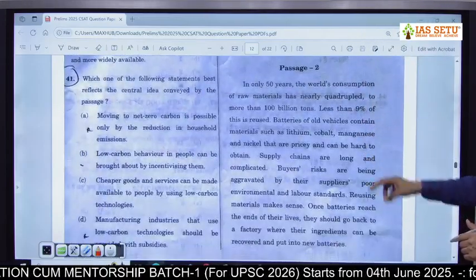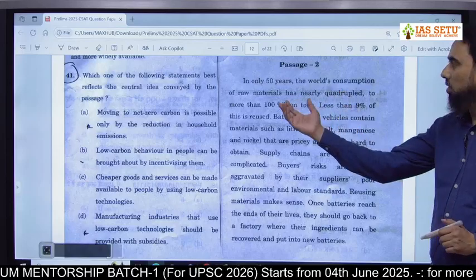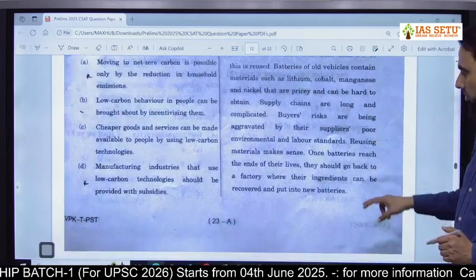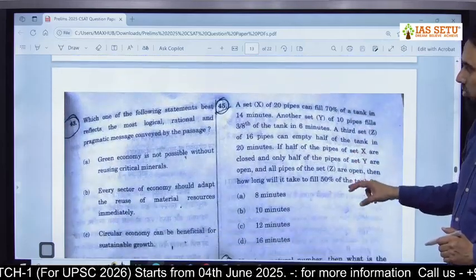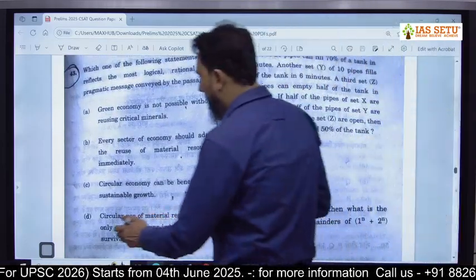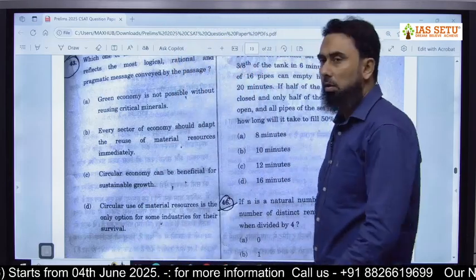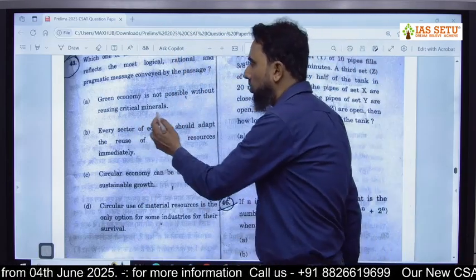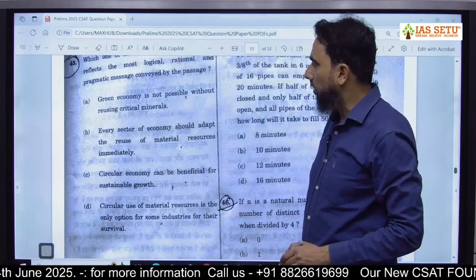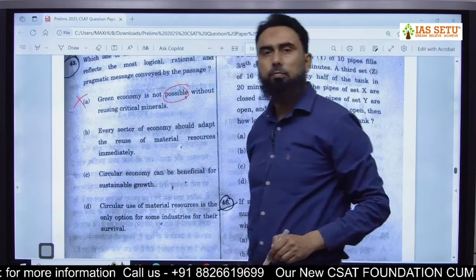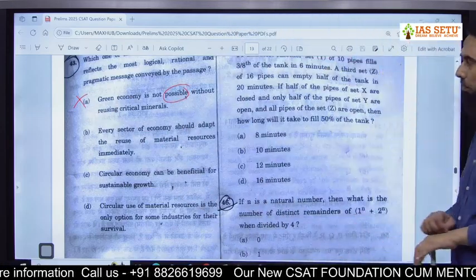Next passage. In only 50 years, the world's consumption of raw materials has nearly quadrupled to more than 100 billion tons. All right. First question is, what is the key message? Most critical message: green economy is not possible without reusing critical minerals. Not possible. It is not the correct answer. The author has not said so.